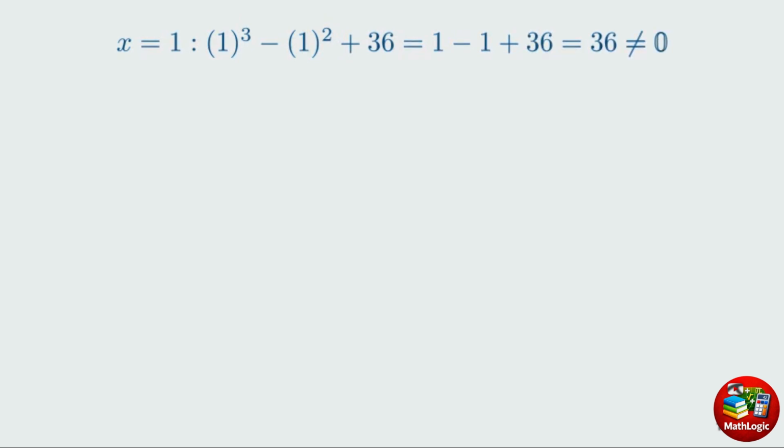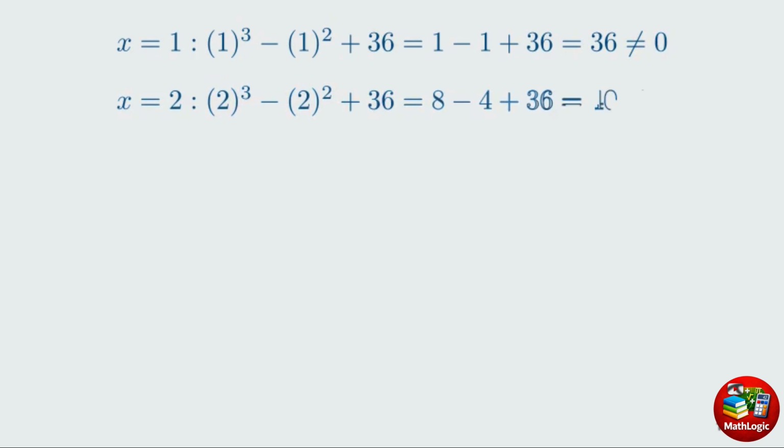Let's start with x equals 1. Plugging 1 into the equation, we get 1 cubed minus 1 squared plus 36, which is 1 minus 1 plus 36, or 36. This is not 0, so x equals 1 is not a root. Let's try x equals 2. Plugging in 2, we get 2 cubed minus 2 squared plus 36, which is 8 minus 4 plus 36. That equals 40, which is also not 0. So x equals 2 is not the answer.